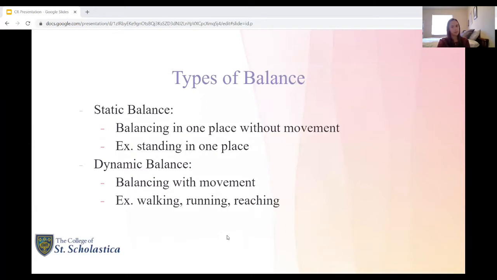There are two types of balance, static and dynamic. With static balance, it's balancing in one place without movement, such as standing in place. And dynamic balance is balancing with movement, such as walking, running, or reaching.